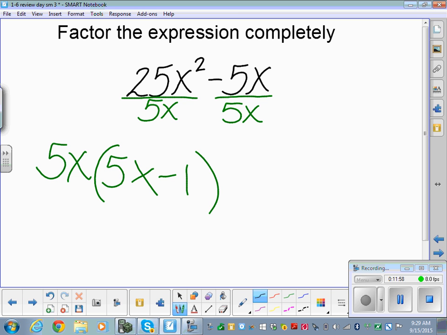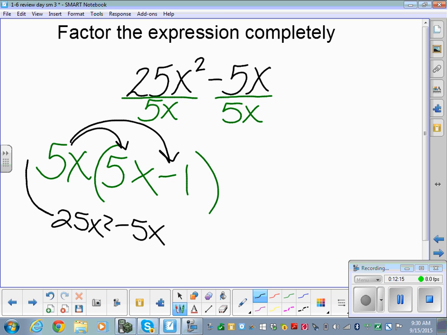Now notice, guys, look how cool this is. You can check your answers. Does everybody see how I did that first? Yeah or no? Okay, any questions? We can check our answers, because if you multiply that back in, you better end up back where you started. 5x times 5x is 25x squared. 5x times negative 1 is negative 5x. Is this what we started with? Wow, so you can check your answers. Kind of cool. Okay, moving on to the next example.